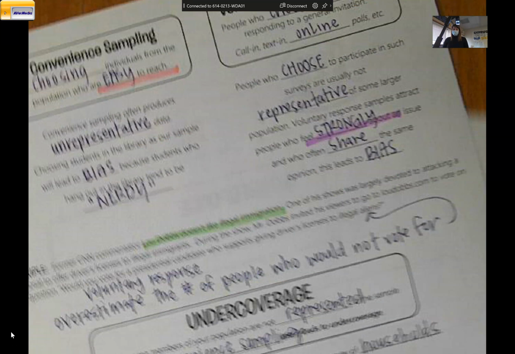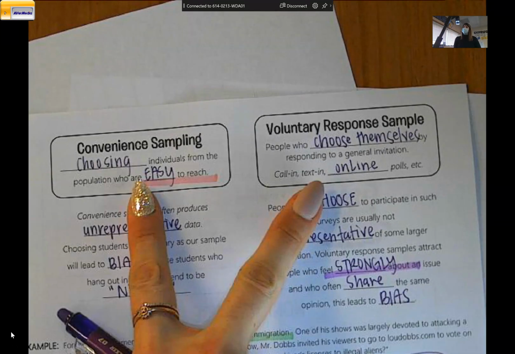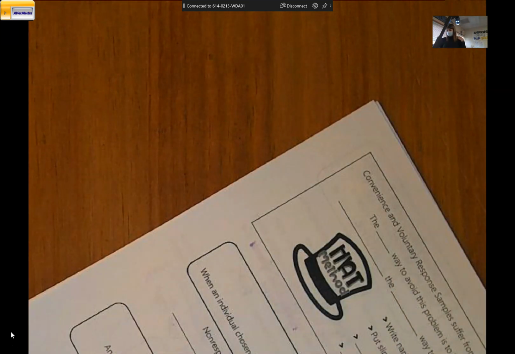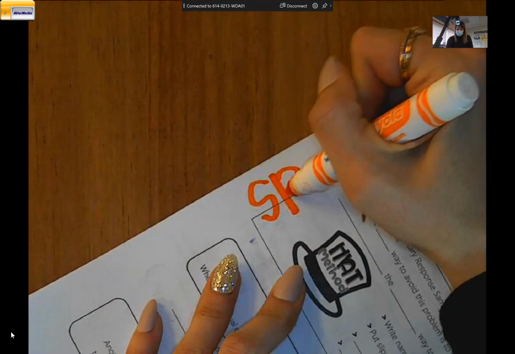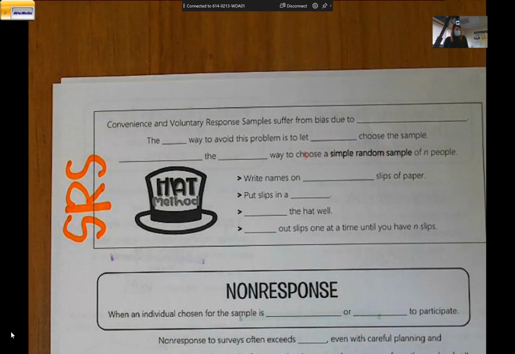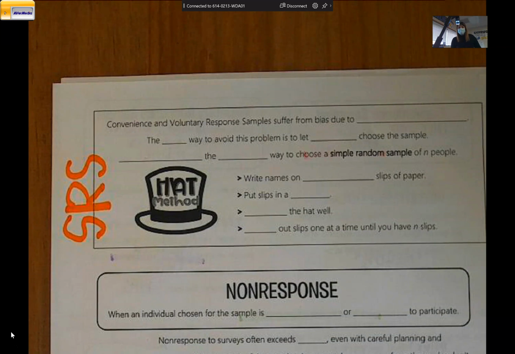So if these two methods are bad, what is a good way to get a sample? The method we're about to discuss is the most common method that is good and works. It is called an SRS, which stands for Simple Random Sample. Convenience and voluntary response samples suffer from bias due to undercoverage.